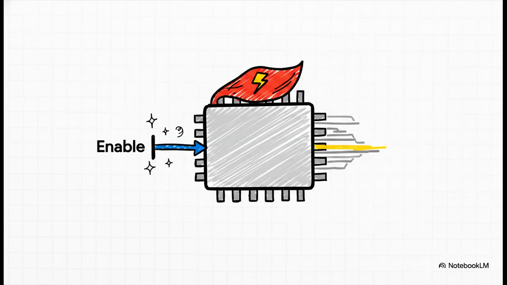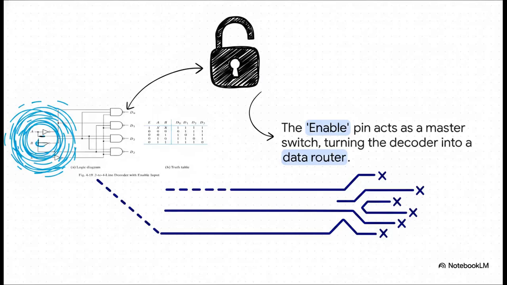And this is where it gets really cool, because decoders have a hidden talent, a secret identity, if you will. By adding just one more input pin, something called an enable input, the decoder gets a whole new ability. It transforms from just a simple code translator into a data router. And this image shows that superpower perfectly. Look at that E or enable pin. Just think of it as a master on-off switch.